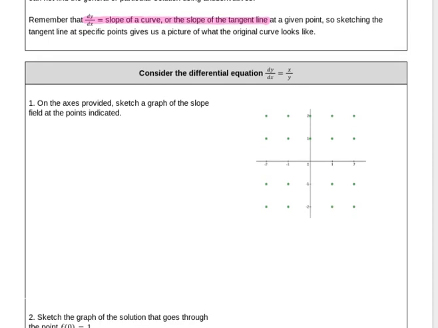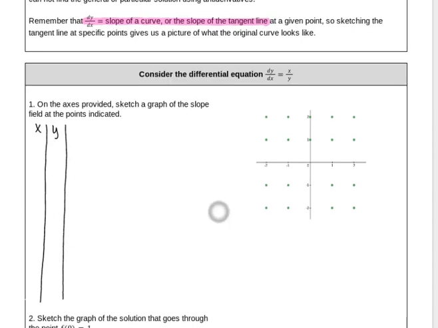On the axis provided, sketch a graph of the slope field at the particular points indicated. So we want to consider the differential equation dy/dx equals x over y. Now we've worked with solving something like this before anyway, but we're going to look at more of this visual approach with the slope field. So to help us out with this, we're going to make a table, and you don't have to do this, but it kind of helps, especially in the beginning. It helps us to organize our thoughts and make sure we do all of the points that they're asking and we know where these things are coming from.